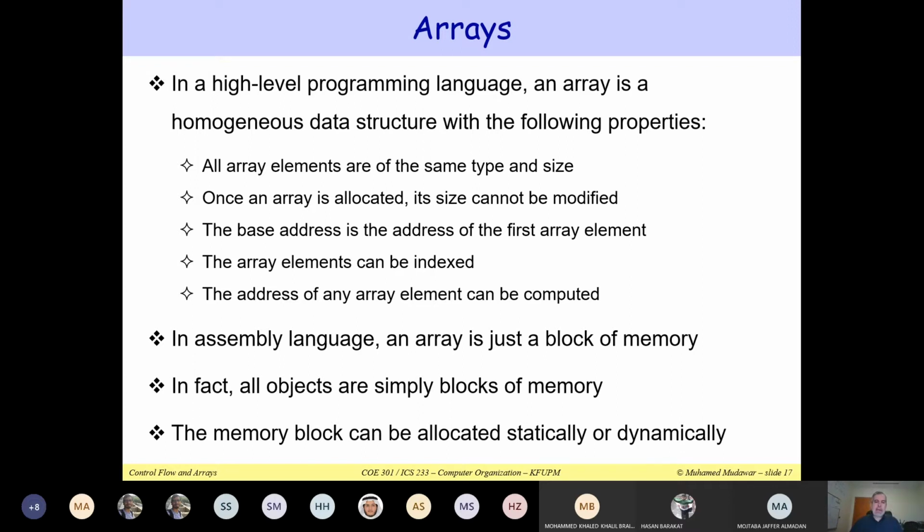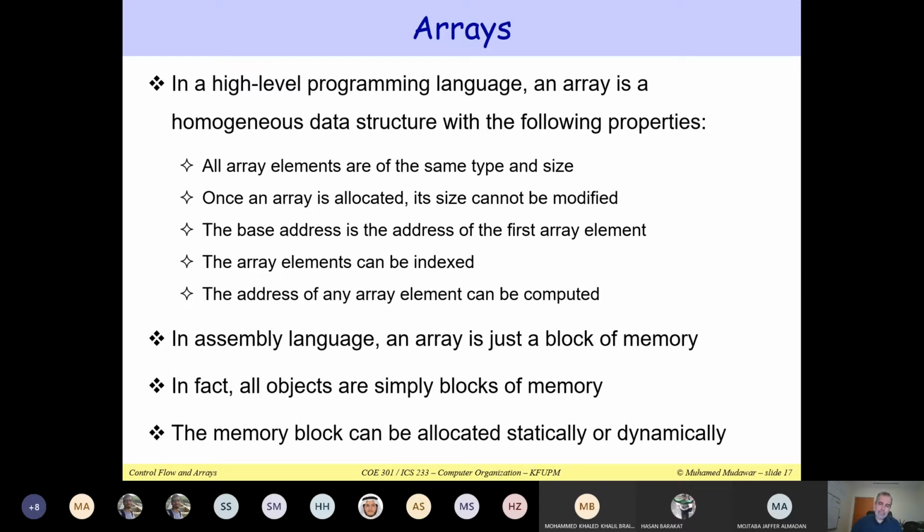So how do we allocate an array? An array is just a block of memory. So all you need to do is allocate a block of memory. In fact, if you would like to allocate an object of any data type, it is just a block of memory, because you are just allocating blocks of memory to these objects. And an array is just a block of memory. We can allocate the array either statically or dynamically. I'm going to show you how this is done in the next few slides.